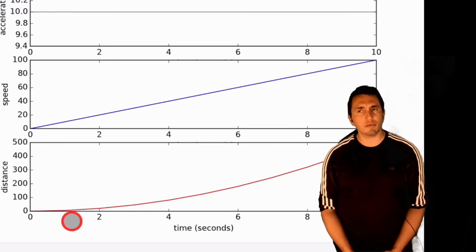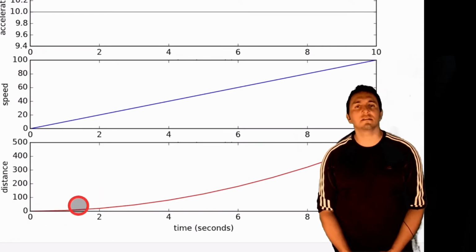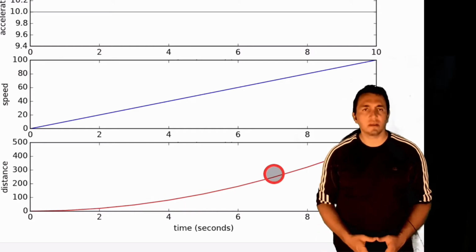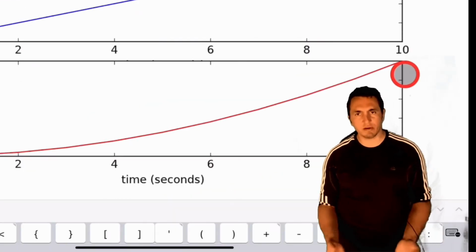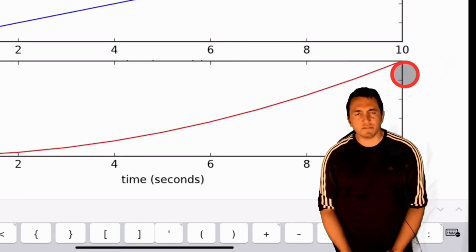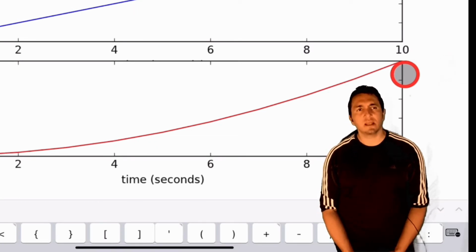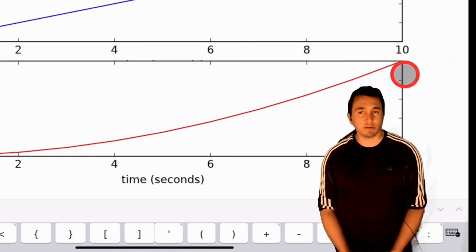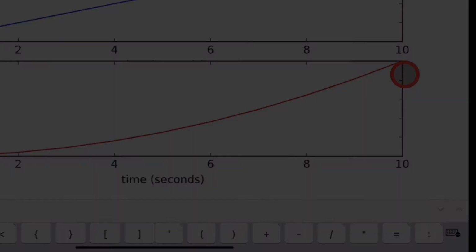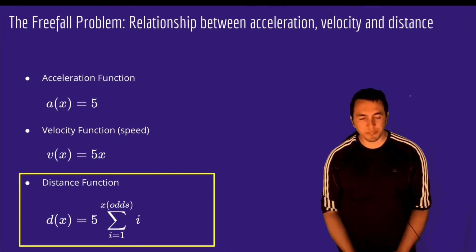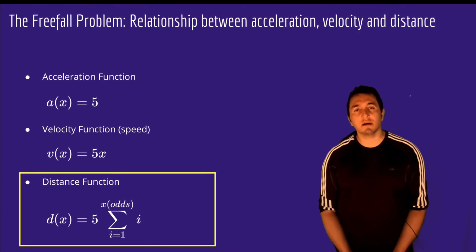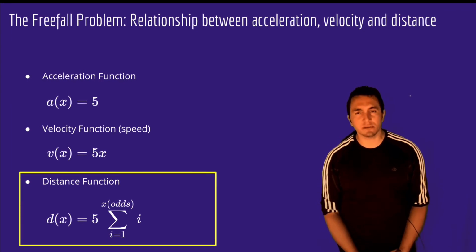Then, however, the distance that the object has fallen, that's curved. And if you know what the curve is, you might be saying to yourself, that looks familiar. If you don't know what the curve is, that's fine too, right? But we can see that it's a curve, and it's a curve because as the object speeds up, it goes faster and faster. So the distance that the ball has fallen after x seconds have passed is 5 times the sum of the first x odd integers.